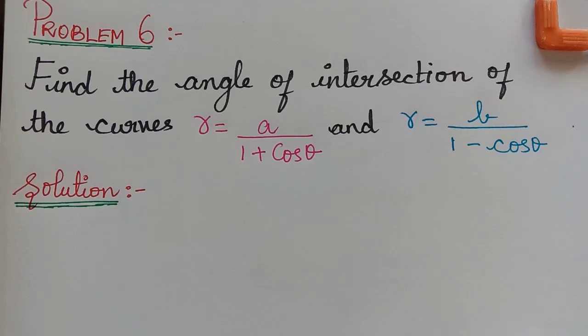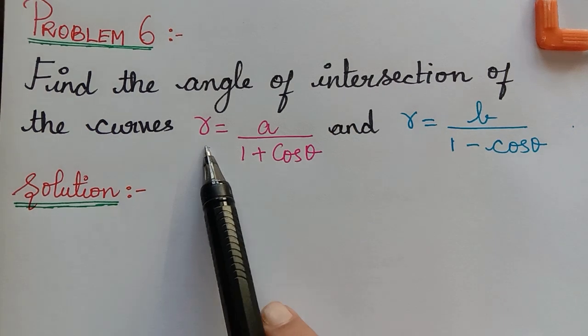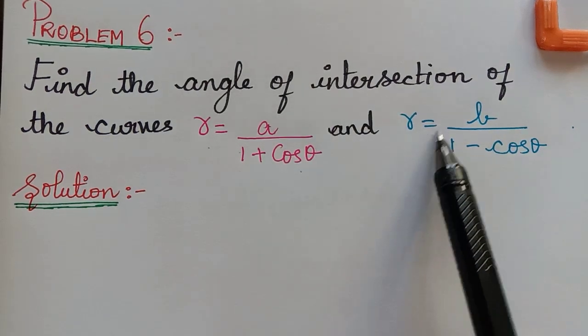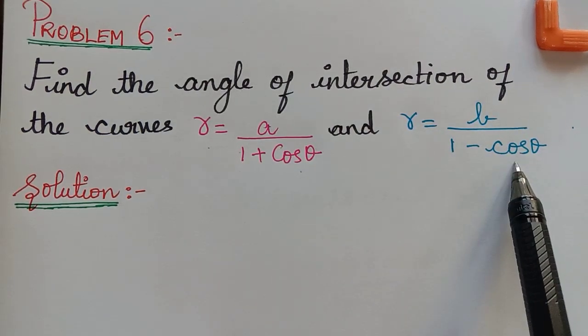Dear students, under the topic polar coordinates, we are learning about angle of intersection of two curves, and here we have the next problem, problem 6. Already we have completed problems 1 to 5 in our previous video lectures, so kindly visit those lectures and understand this problem better. So here we are going to find the angle of intersection of the curves r equals a divided by 1 plus cos theta and r equals b divided by 1 minus cos theta.